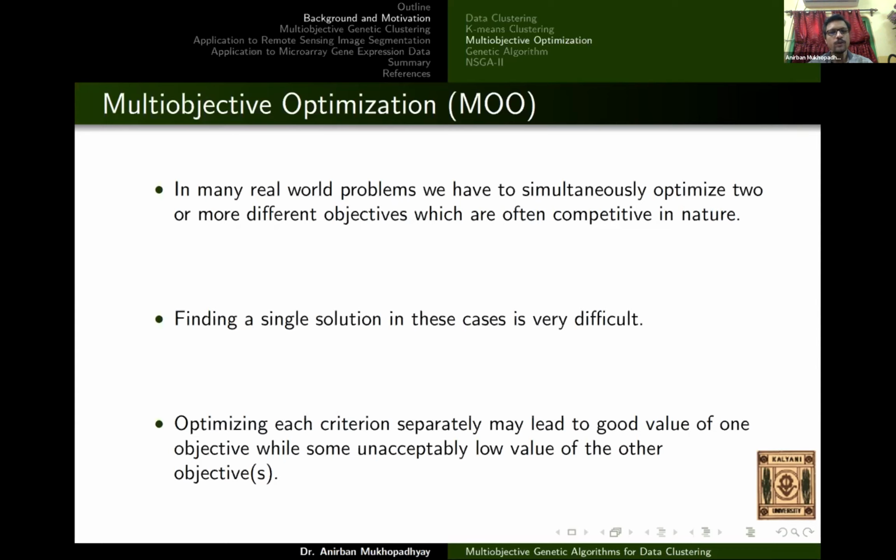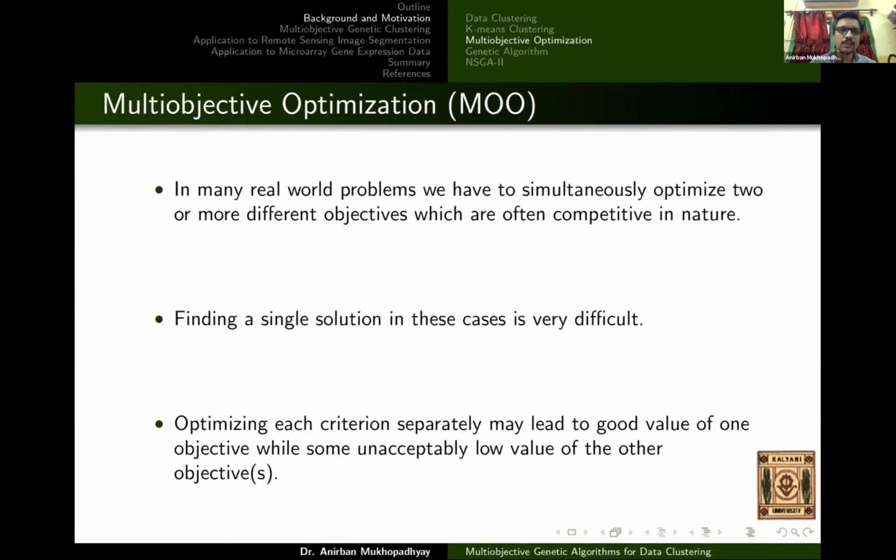That means if we want to minimize the distance, the time, or if we want to minimize the cost, the time may increase. And if we want to minimize the time, the cost might increase. Because if we want to minimize the cost, we have to travel by train, so it will take more time. And if we want to minimize the time, we have to travel by plane, which will cost more. So they are often contradictory in nature.